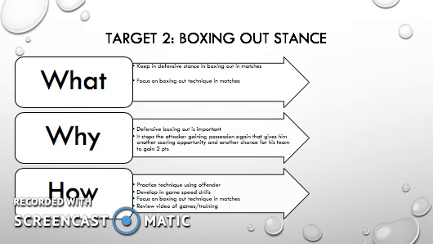Target 2: boxing out stance. From the technical model analysis, Lou's weakness is staying in his boxing out stance. Not doing this makes it easier for the attacker to get the ball back and score a basket.